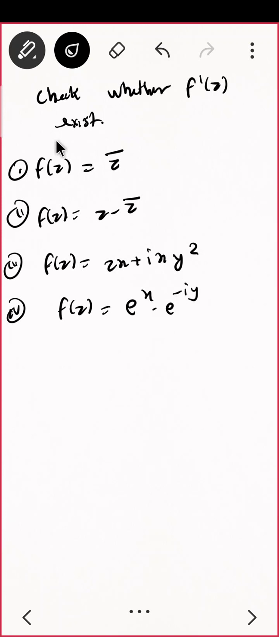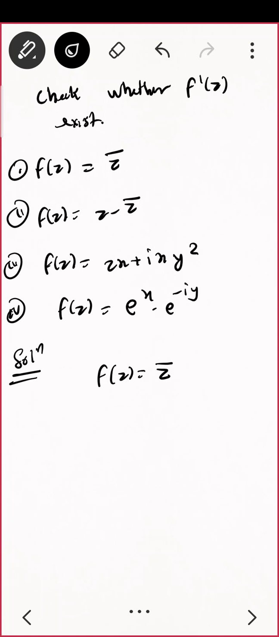Can you tell me something about the first one? f of z equal to z bar, correct? Whenever you see differentiability, what is the necessary condition for me? Perfect, very nice. The necessary condition is, if it is differentiable, then it should satisfy the CR equation. That means if it does not satisfy the CR equation, I can conclude that this is not differentiable. Agreed?